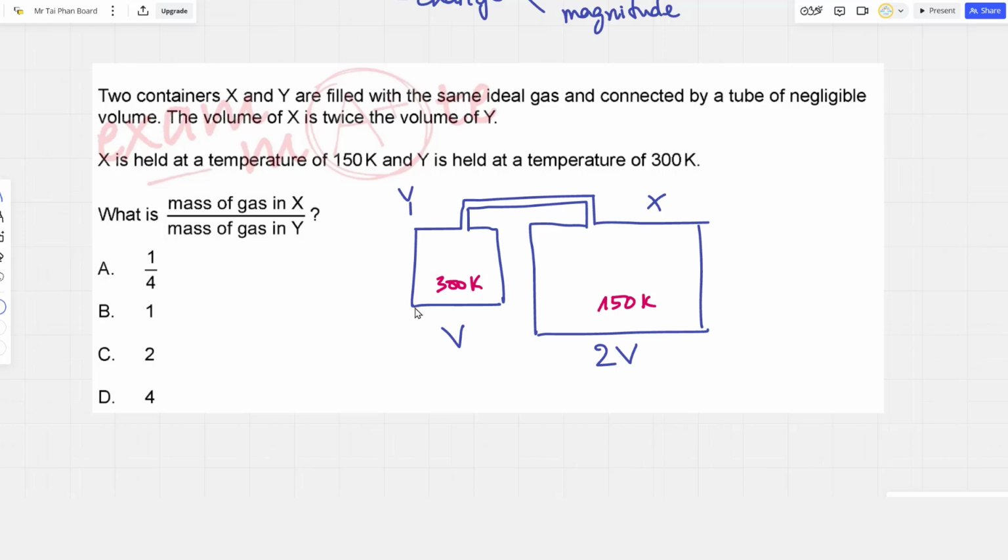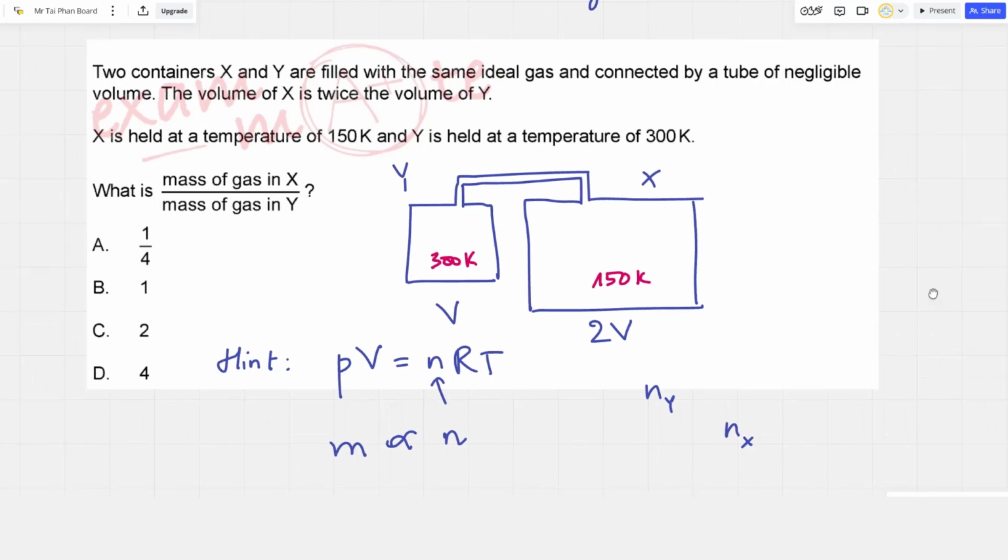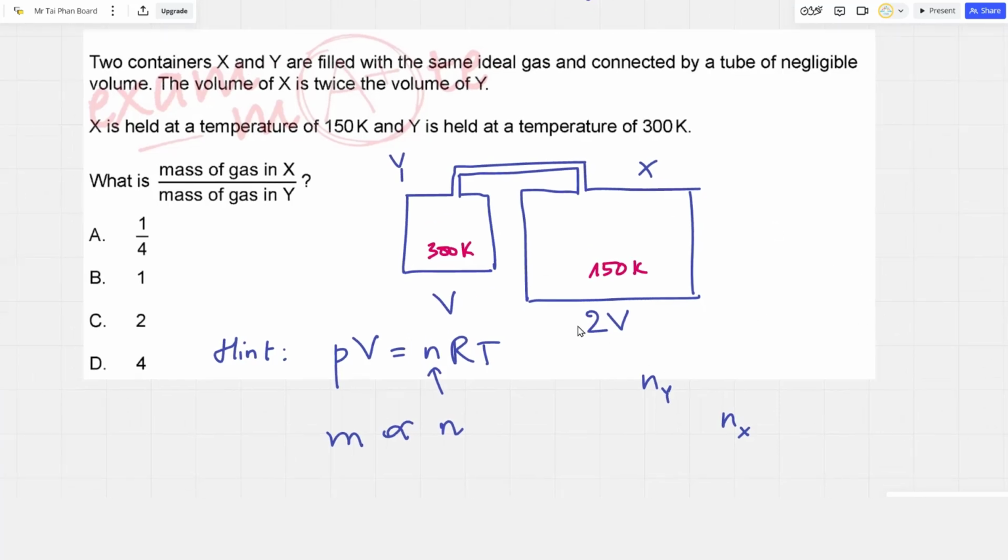The hint for you to solve this problem is using the equation for the ideal gas law, PV equals nRT. The mass is proportional to the number of moles here. So calculate the number of moles in the two containers and compare them, N of Y compared to N of X. Please write down your solution and take a photo and send it to me, and explain it with the photo that you will send.